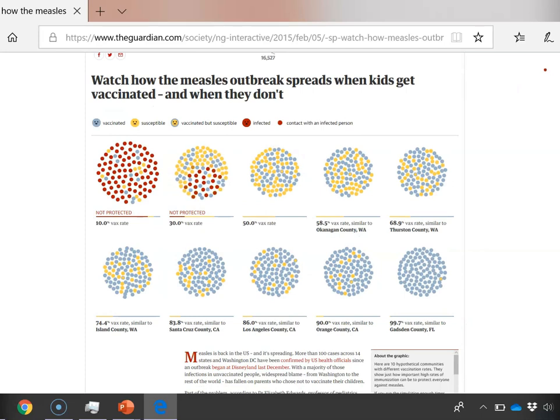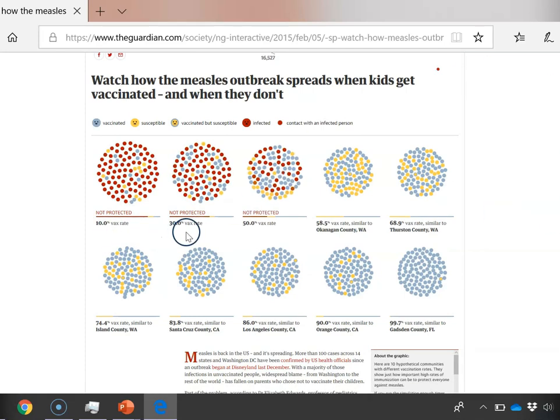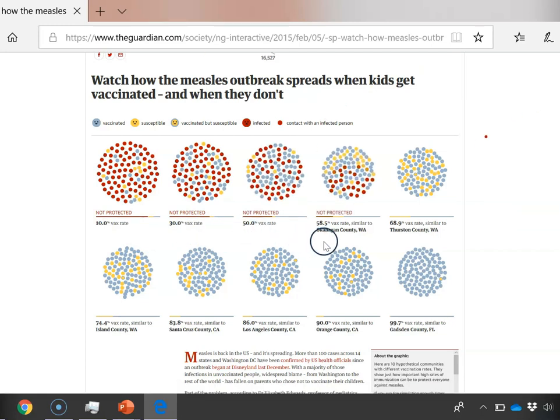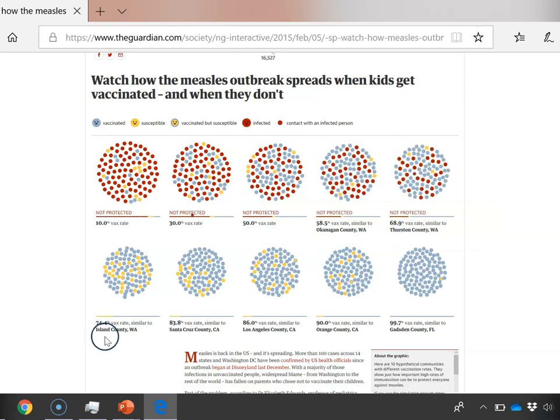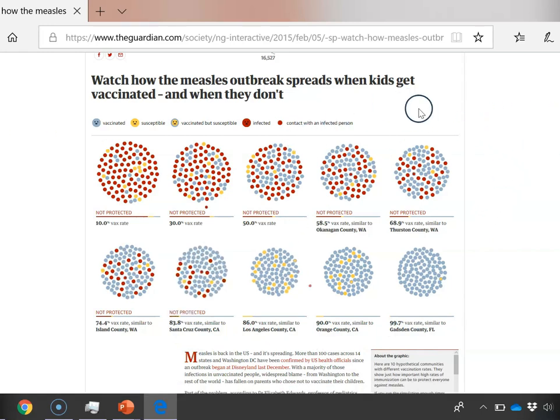So here it starts. This is the 10% vaccination rate, 30%, 50%, 58.5, 68.9, 74.4, 83.8%, 86%, 90%, 99.7%. So these little red people, the red dots coming in are infected persons, people that are infected with measles.